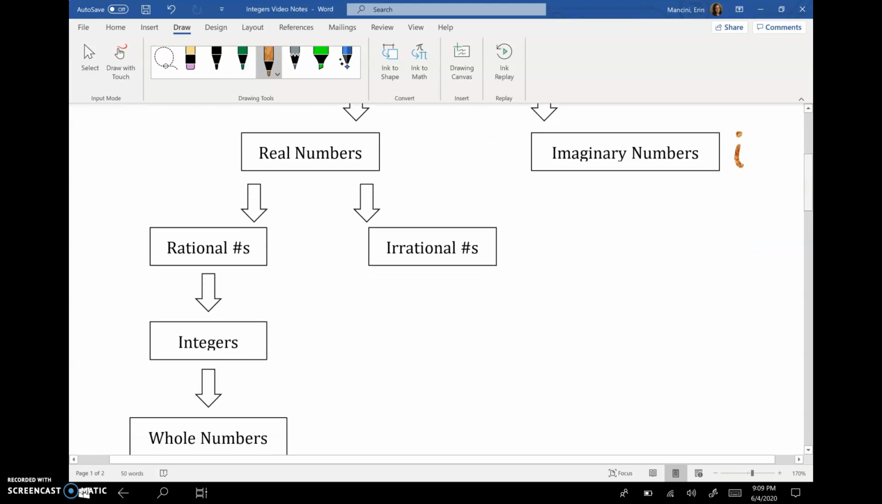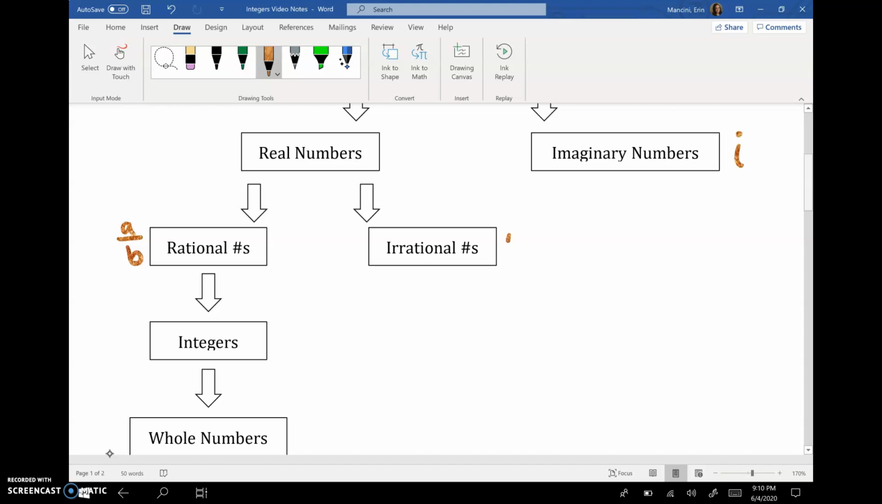First, you can break real numbers down into rational numbers and irrational numbers. Okay, rational numbers are any number that can be written as a fraction, like a over b. So that could be like 1 over 1, or 2 over 2, or 3 over 4, or 512 over 1,200. Anything that can be written as a fraction is a rational number.